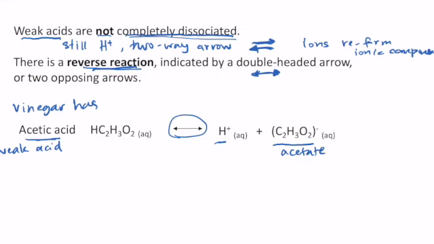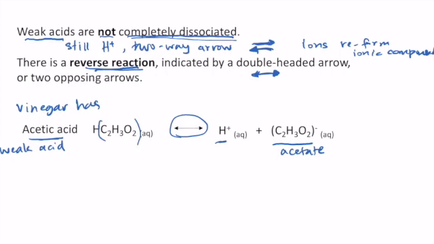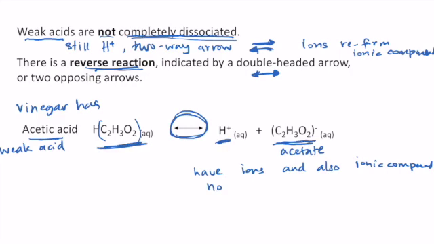Okay, so that's the acetate ion from the polyatomic ions list. And this doesn't break apart into all different atoms. So this remains together. And the difference is that there's this double-headed arrow. So it means that you have some ions in the solution, and you also have this compound in solution. You also have the ionic compound, so you have the ions and you also have this. So you don't have all ions, which is the case for a strong acid.